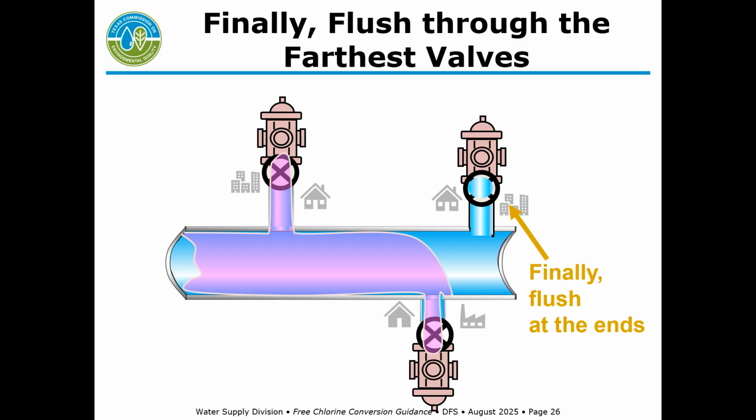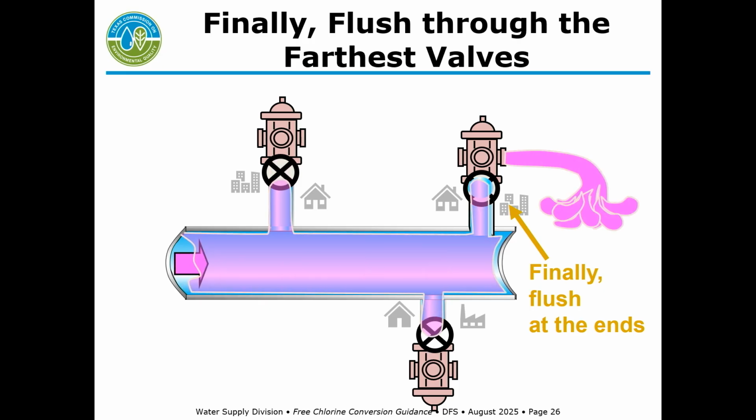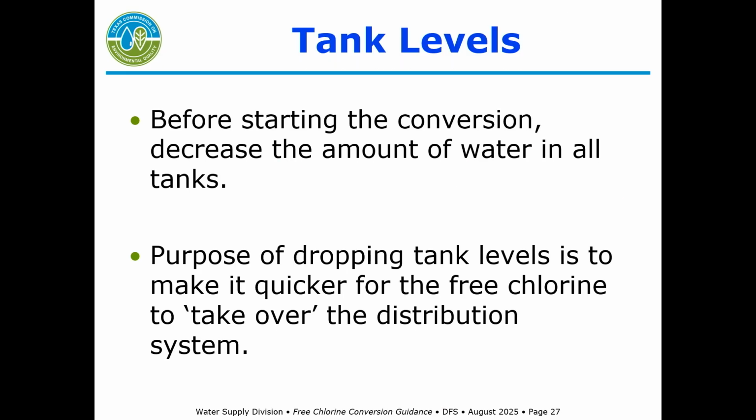And then finally, you flush at the ends of the distribution system. I mentioned before that tank levels are an important consideration for free chlorine conversion. It's really important to decrease the amount of water in the tanks if you can, because in tanks full of monochloramine, once you start getting free chlorine in there, the free chlorine is going to react with the monochloramine and kill your residual. So you want that conversion to go over as quickly as possible.